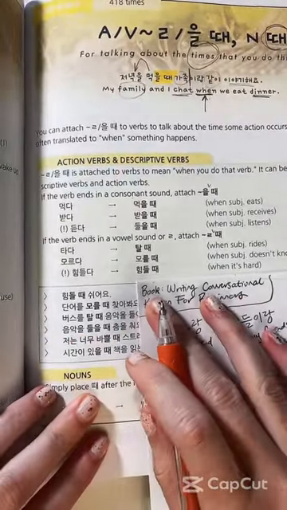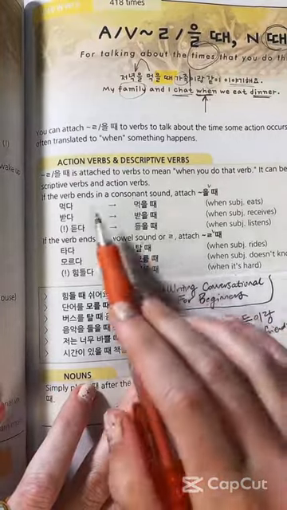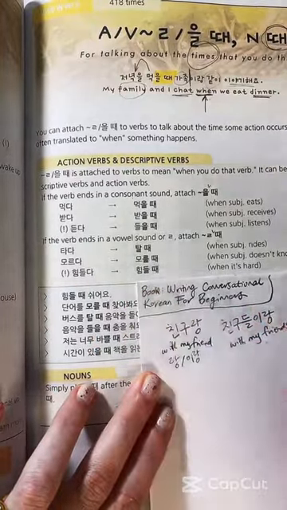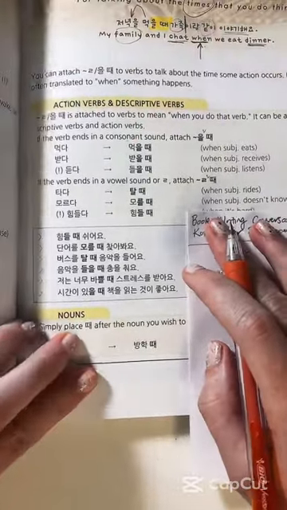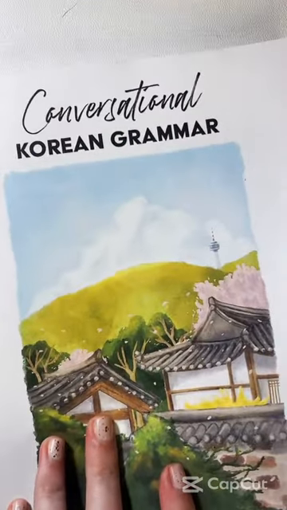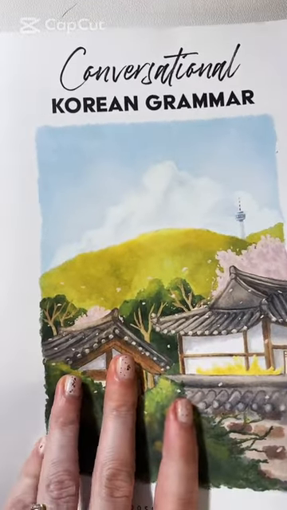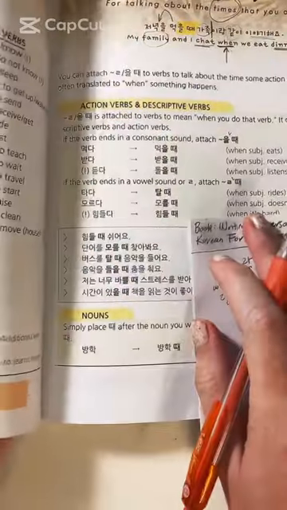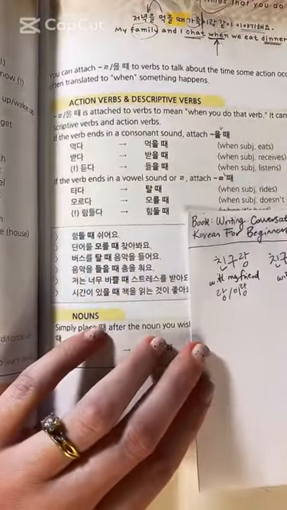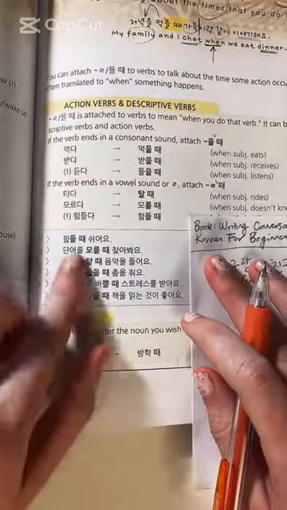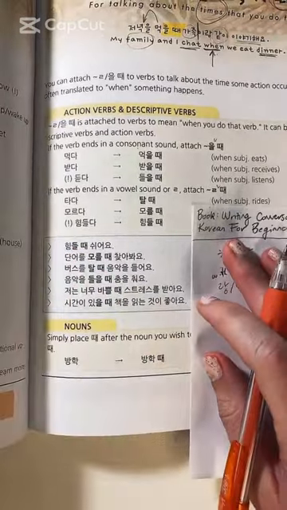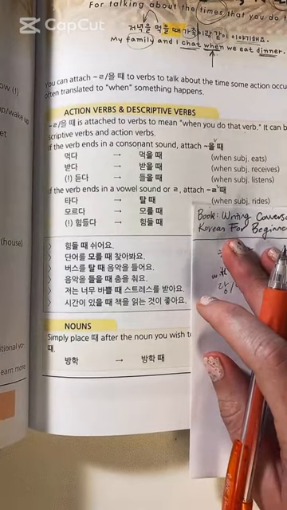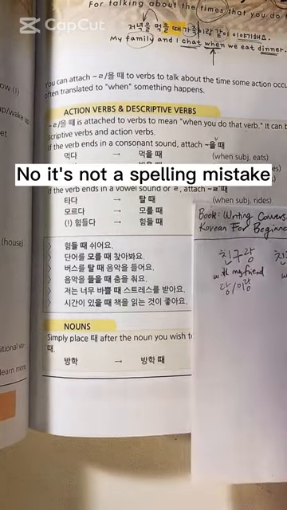Okay, so now that we've looked at how to conjugate these onto verbs, let's see some examples of how it's used in a sentence. What book is this? This book is Conversational Korean Grammar. This is the cover. Okay, so what about this first sentence? 힘들 때 쉬어요, 쉬어요. So, is it a spelling mistake? 쉬워요.